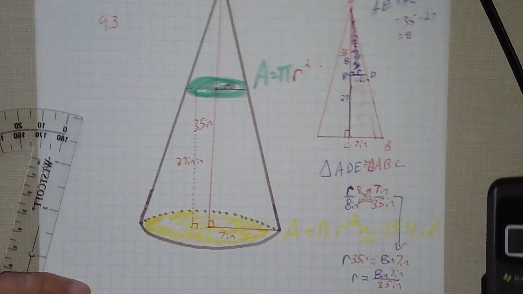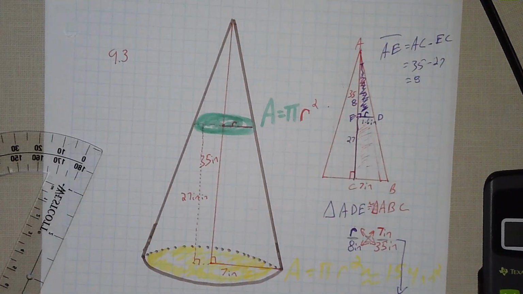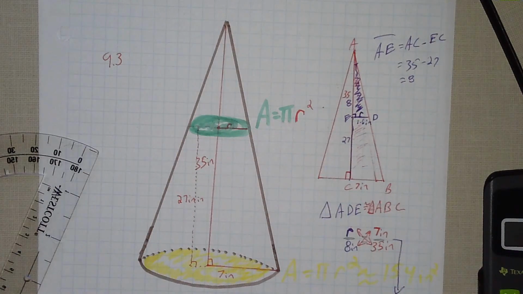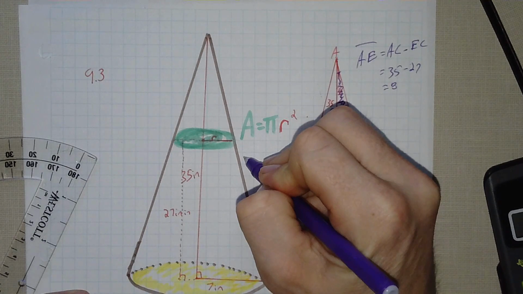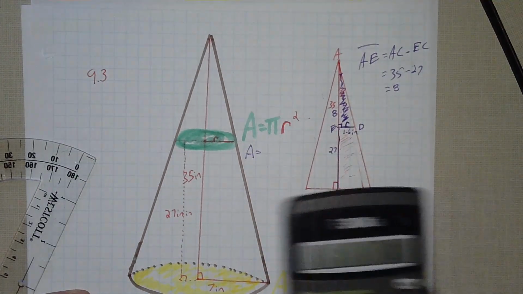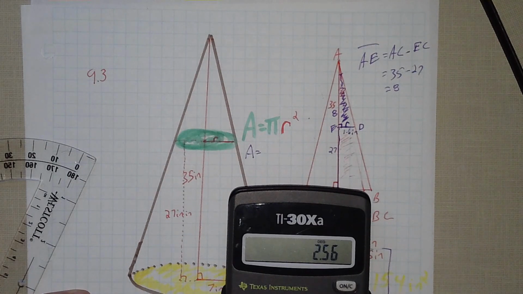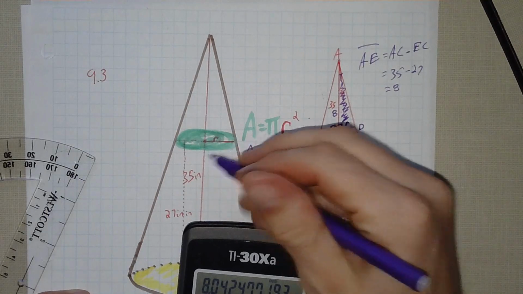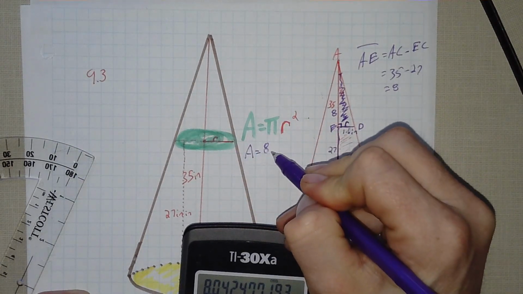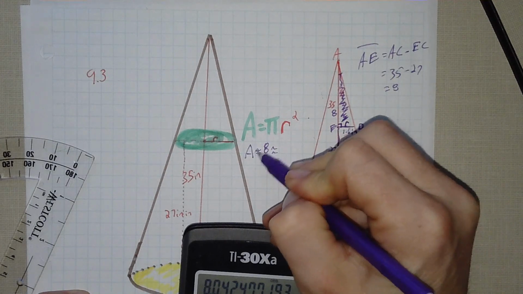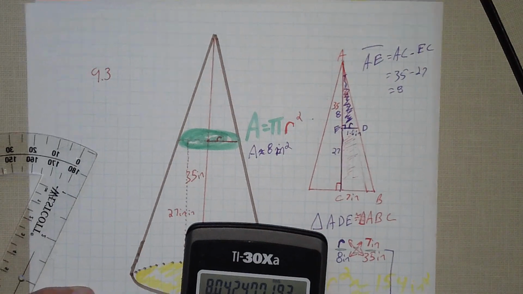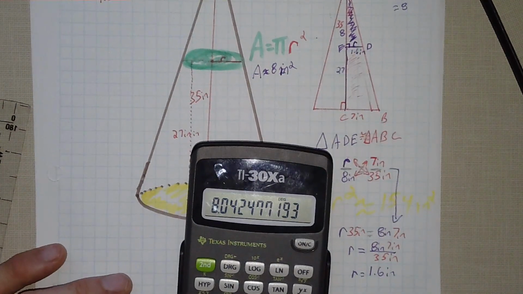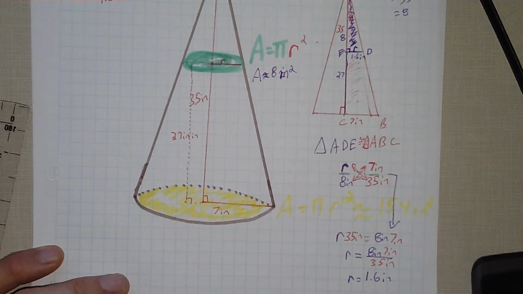Okay, so now we can figure out the area of this circle. So the area equals 1.6 squared times pi. So the area of this green area is approximately 8 inches squared. Okay, hope that helps everyone understand how to do that question.